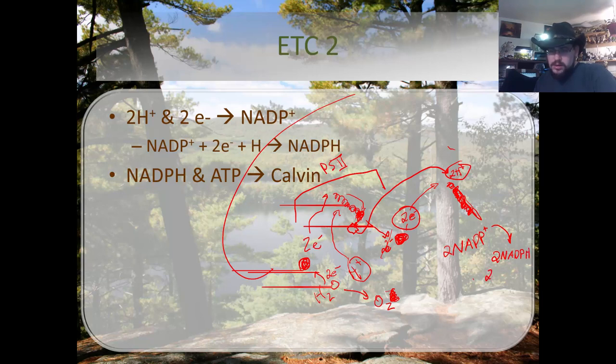So you get, for every glucose, you get a net of 1NADPH and 1ATP, and this happens very quickly. So you get lots of NADPH and lots of ATP in a very short period of time. And our NADPH, right, and our ATP go to the Calvin cycle.